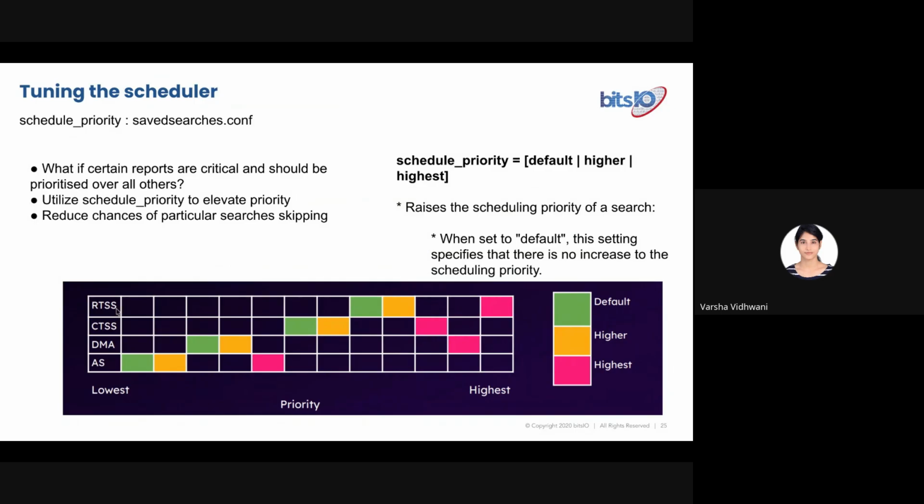For example, this RTSS search has mostly default and higher priorities, but one slot is marked as highest, this one. AS, for example, has a higher and highest priority early in the timeline, indicating that this is critical. So basically, by adjusting the schedule priority, admins can control which searches should execute first when multiple searches compete for resources. And yeah, it can prevent the critical searches from being delayed and ensures the efficient use of system resources.